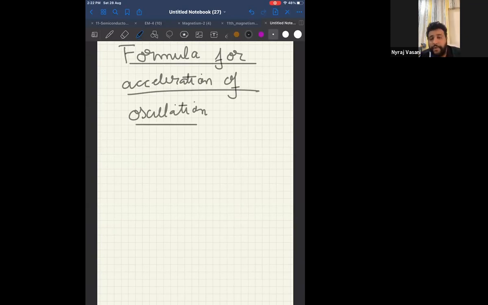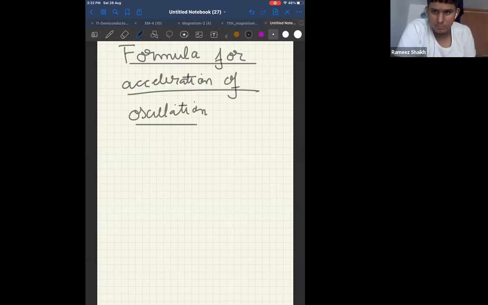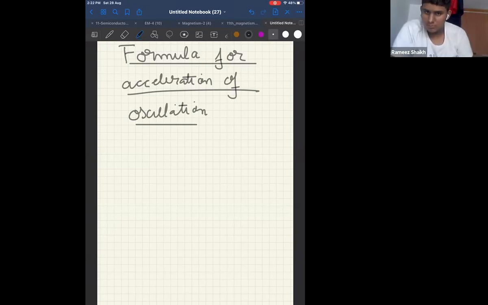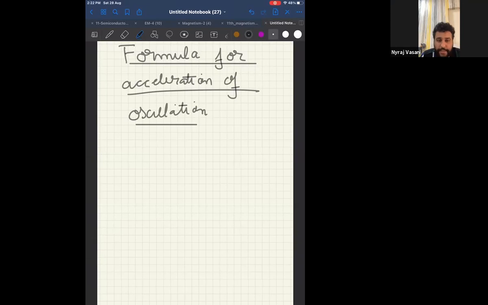Now, what is the formula for acceleration of oscillation? What is the general formula for acceleration? In the oscillation chapter, listen to me carefully, if I want to find acceleration. Ramesh, where is Ramesh? Yes, sir, I'm here. Ramesh, your camera has a problem? Okay, I can see. Formula for acceleration of oscillation.